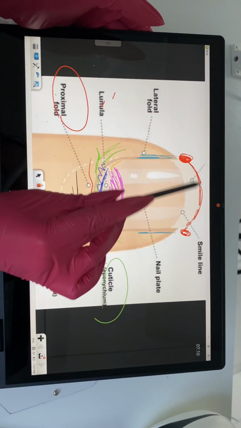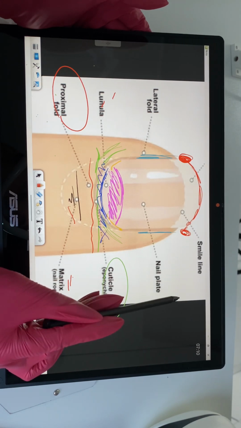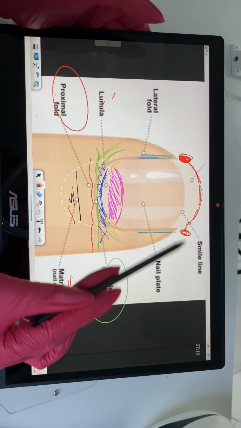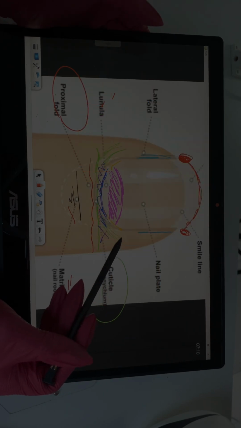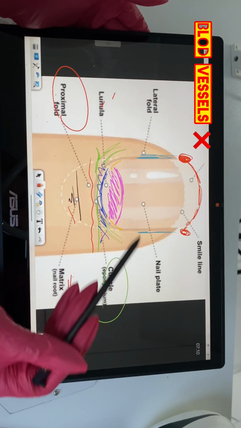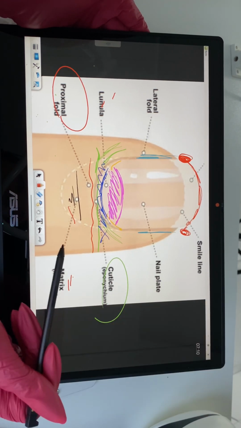And the last part is free edge. It's made of fully keratinized dead cells that originally formed in the matrix, and because it is no longer attached to the nail bed, it has no blood vessels, no nerves, and that's why cutting or filing it doesn't hurt.